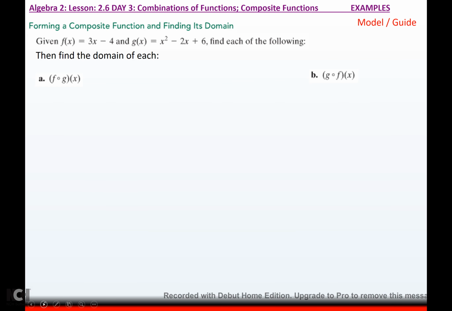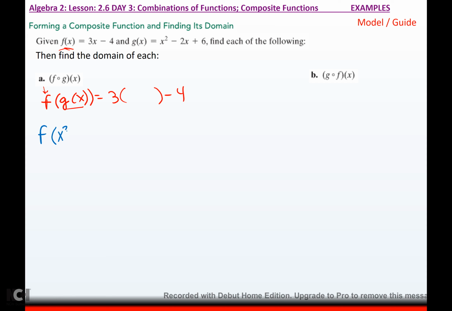Okay, so it says given f of x equals 3x minus 4 and g of x equals x squared minus 2x plus 6, find each of the following. And then find the domain of each. Well, this says f of g of x. What that says is to take the g function to the f function. The f function says 3 times whatever you brought minus 4. And I'm bringing the g function. In other words, what does g of x equal?